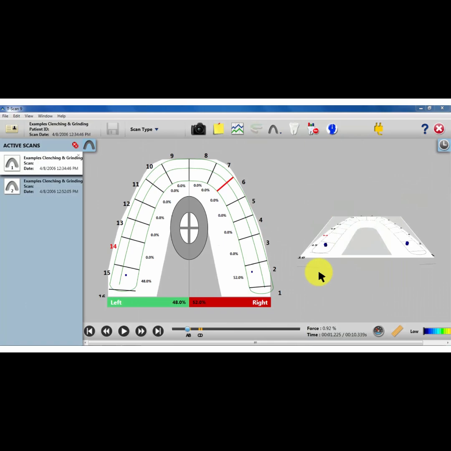This is an example of using a clenching and grinding movie to isolate a painful tooth that the patient describes as only being bothersome during eating. Typically, the patient will explain that the tooth is sore during the act of chewing, but at no other times.